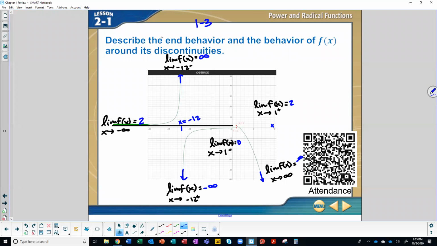Now, just to distinguish, when it says end behavior, it's specifically talking about the one that goes to the left end of the graph, going to negative infinity, and the one on the right end. When they say end behavior, they're talking about x going to negative infinity and x going to positive infinity, those 2 limits. That's the end behavior. And the behavior around the discontinuities are these other 4. They're the ones on the breaks. Just to distinguish that.